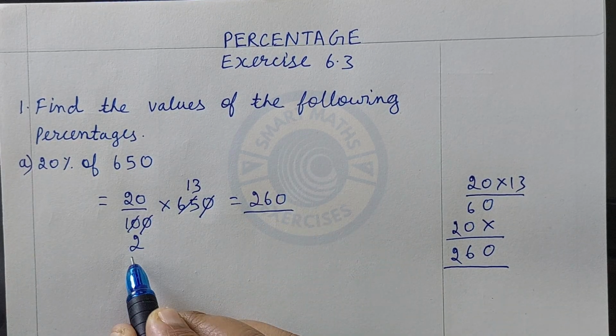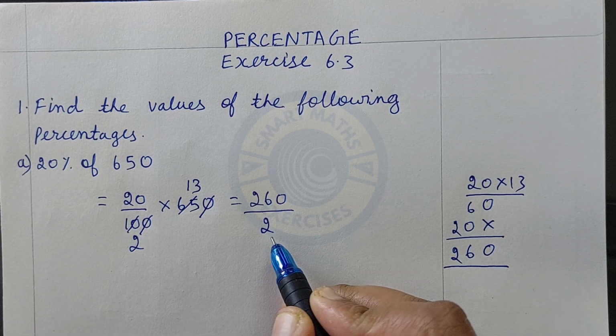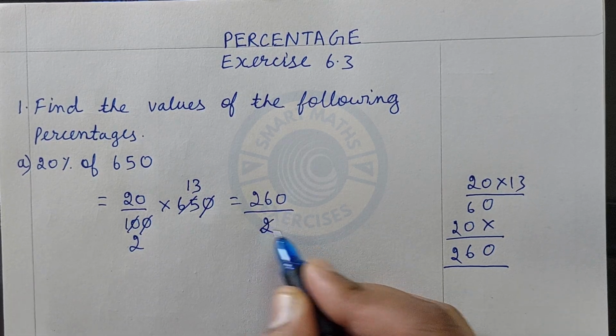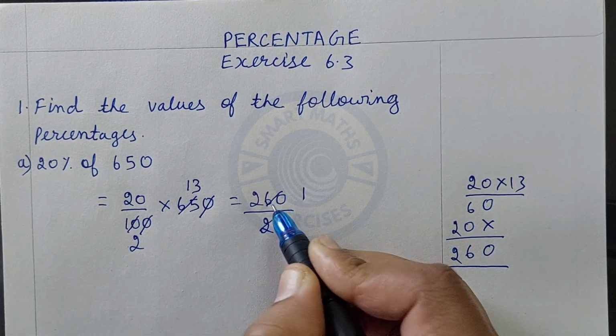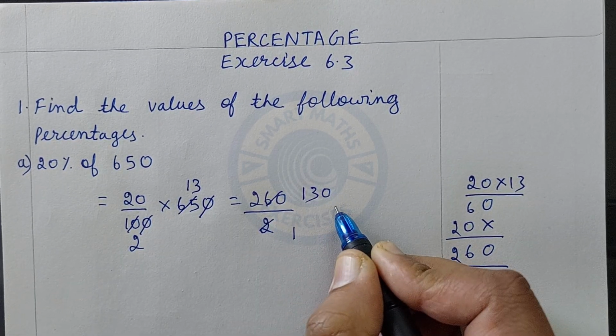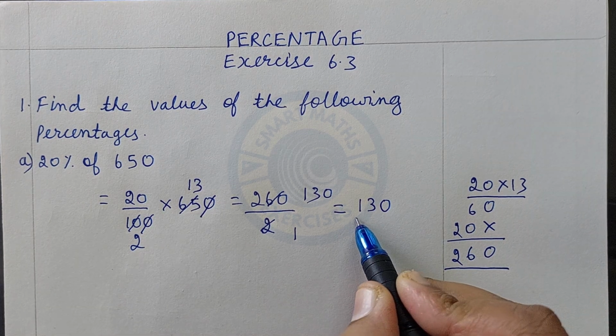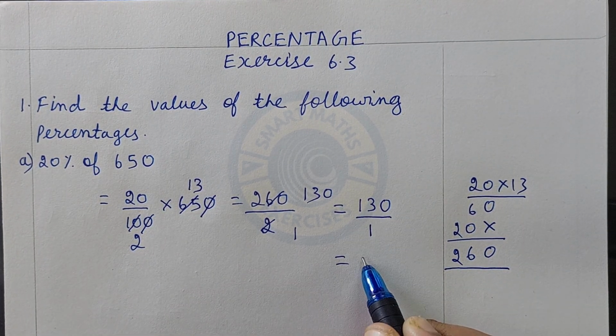260 by remaining 2. Now 260 and 2 both go in 2 table. 2 1s are 2. 2 3s are 6. 2 zeros are 0. So answer is 130 by 1. Anything divided by 1 is 130.